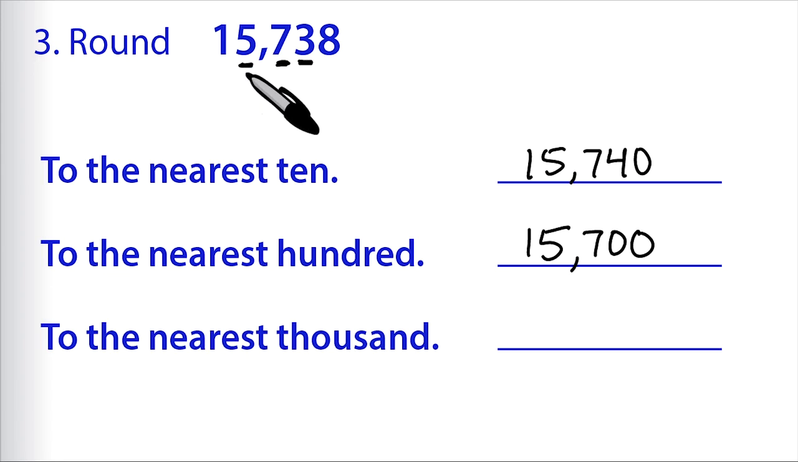Now to round to the nearest 1,000, this is going to be our target digit right here in the thousands place. And so we need to determine if we're going to round this 5 up or down by looking at the digit to its right, which is the hundreds place, this 7 in the hundreds place. And it is 5 or greater, so that means we round up. So we have 16,000 as our number rounded to the nearest 1,000.